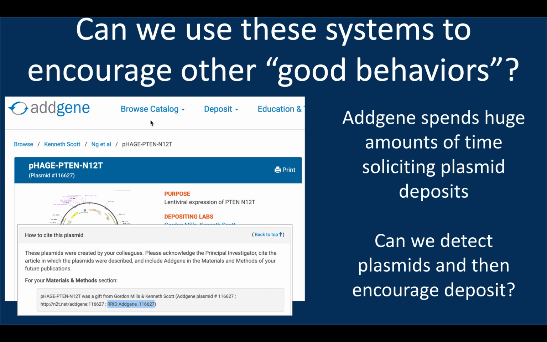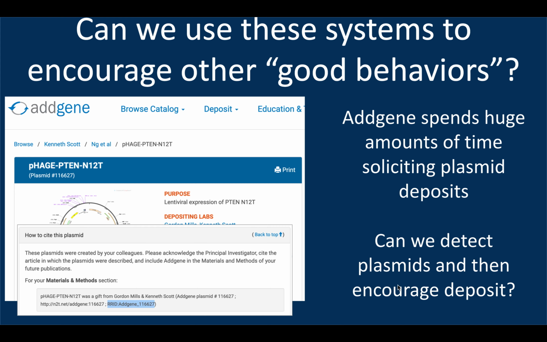Okay, so Addgene came to us a while back, and Addgene is a big supporter of RRIDs with each of these pages of their plasmids. They have a lovely "how to cite this plasmid" section, which of course includes the RRID. But they said, hey, we spend a huge amount of time actually soliciting plasmid deposits. They have a ton of them, but there are lots more coming out. These things are created by a lot of different labs, and they have to be sent to Addgene to store them, and then also to redistribute them.